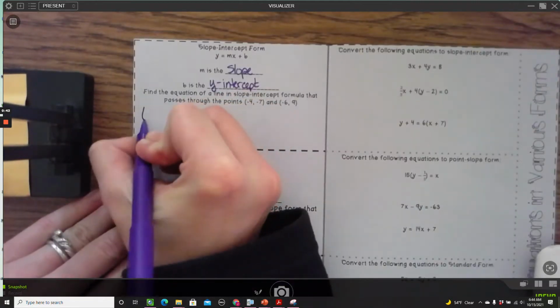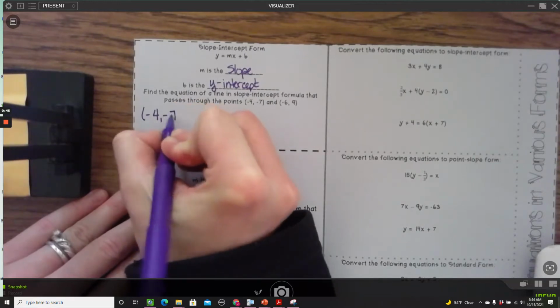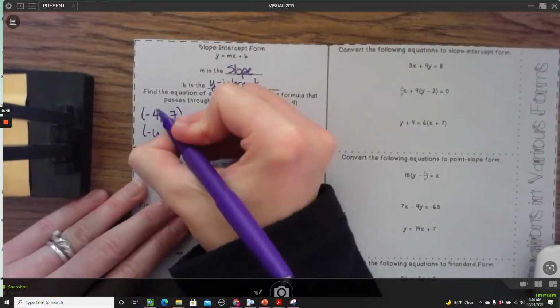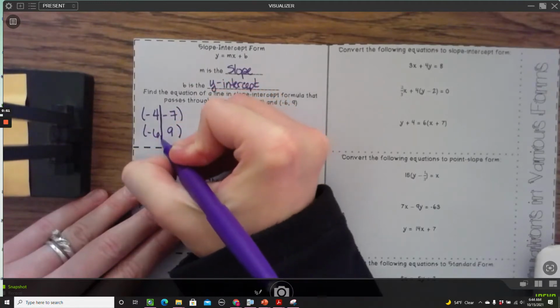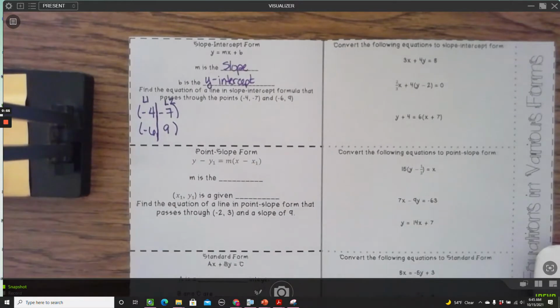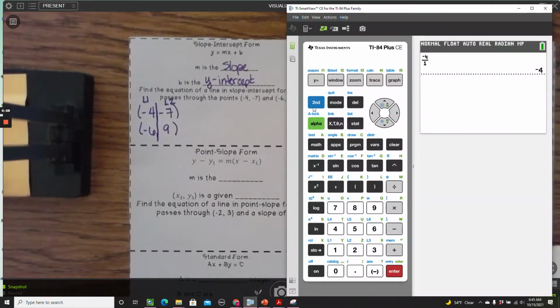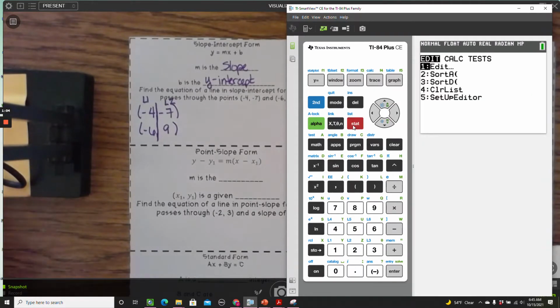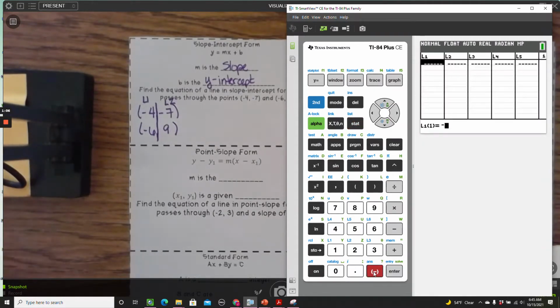The easiest way to do this is if you stack up these ordered pairs, and we can draw a line through the commas. The left-hand side goes in L1, and the right-hand side goes in L2. We're going to do linear regression with our calculator on this. So I'm going to clear this out and go to stat. In L1, I'm going to put -4 and -6. In L2, I'm going to put -7 and 9.